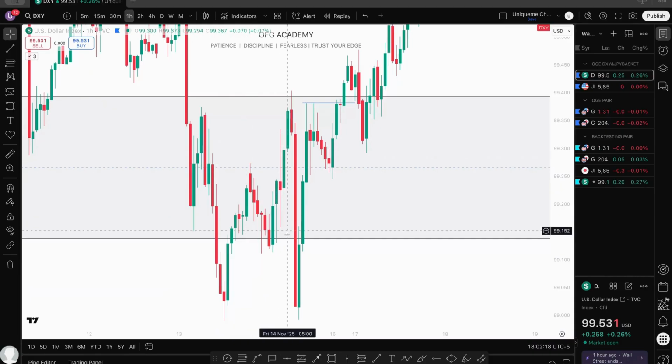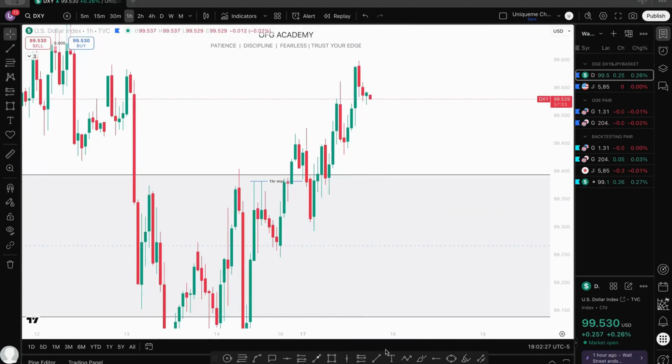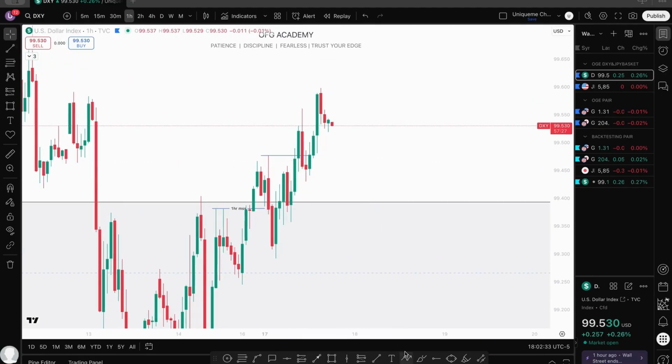Price did here, and what happened? It took it as liquidity. And that shift of market structure is here also on a 1 hour time frame. I have another break of structure here. High, high, high. Another break of structure again here.